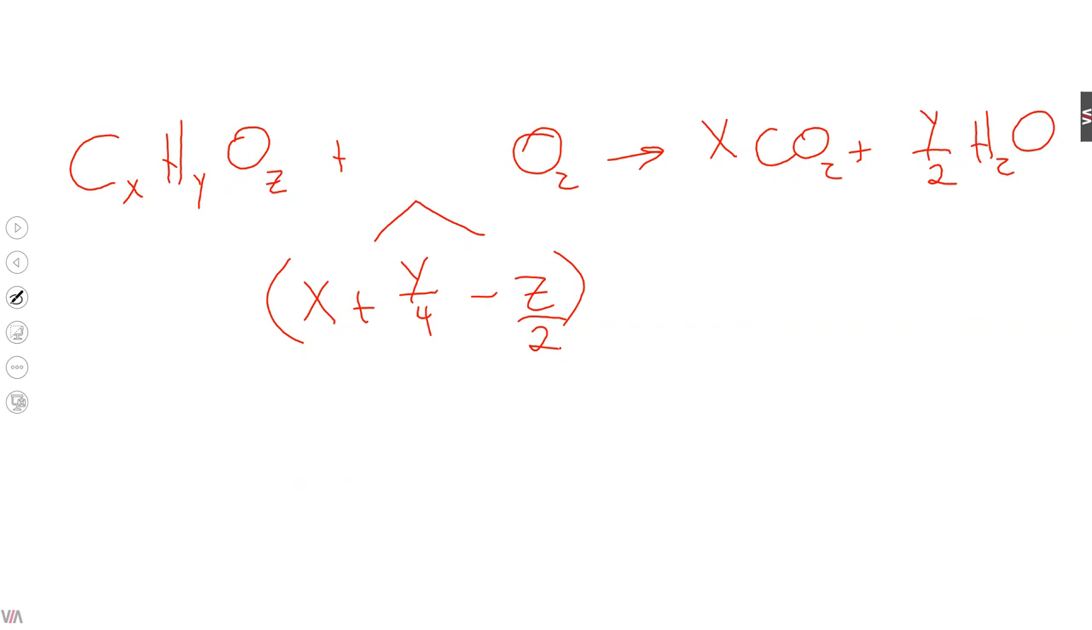So that doesn't look nearly as friendly as guess and check balancing, but it is, because we just balanced it for any possible organic compound that is only oxygen, carbon, and hydrogen. So we actually removed the guess and check part from balancing combustion reactions. And if we want whole numbers, if we balance this and X plus Y over 4 minus Z over 2 is not a whole number, we just have to multiply everything by 2. And then it will be a whole number.